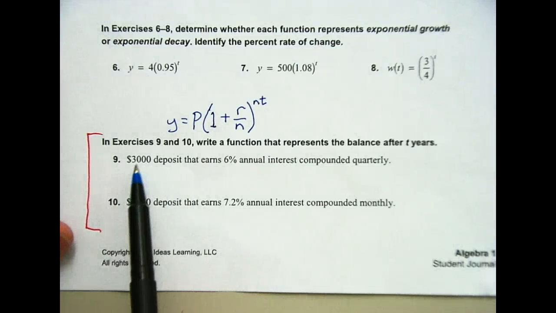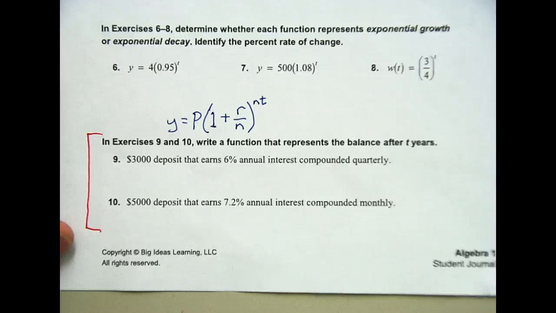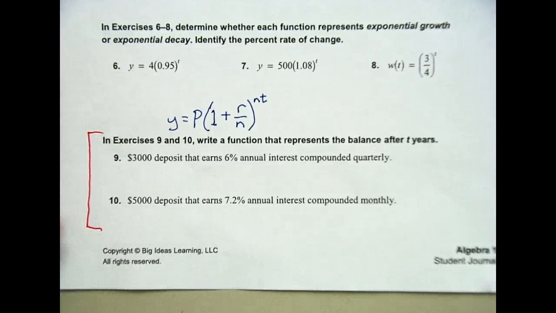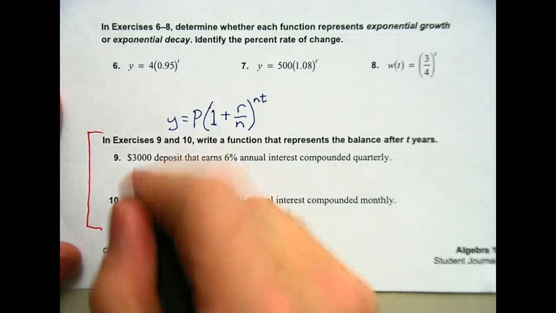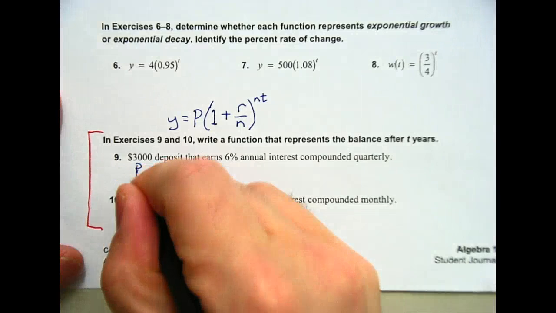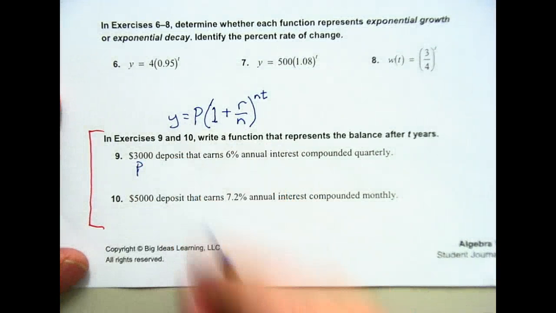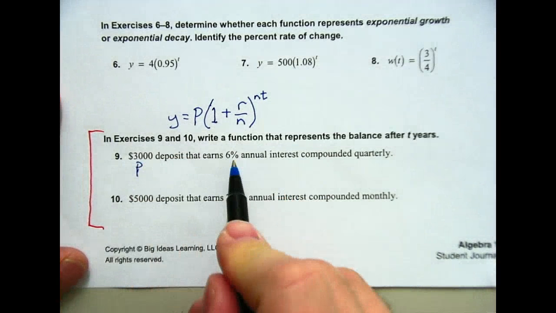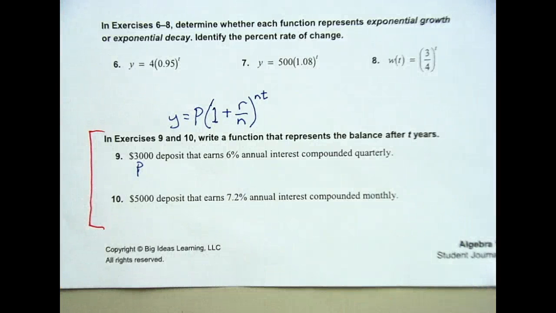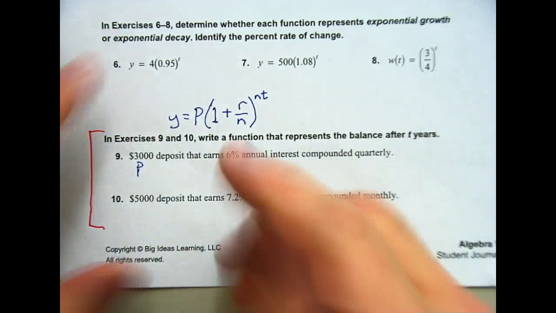What does 3,000 represent? How many say it represents y? P? R? N? T? Okay, we'll go with P. Good job. Almost everyone raised their hand there. That's our P. To earn 6% annual interest, what's 6%? y? P? R? n? Okay. R.